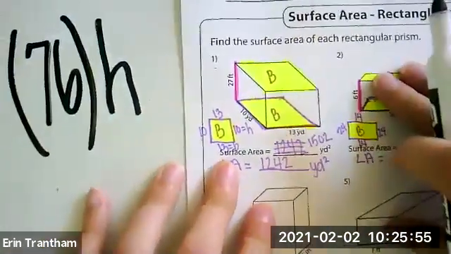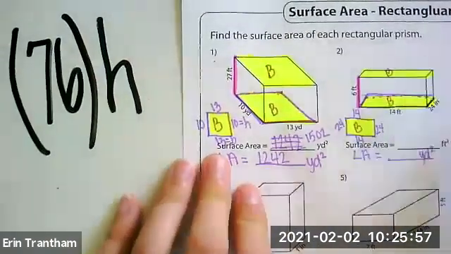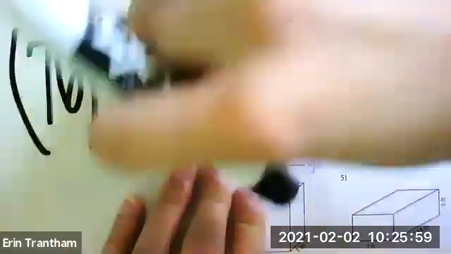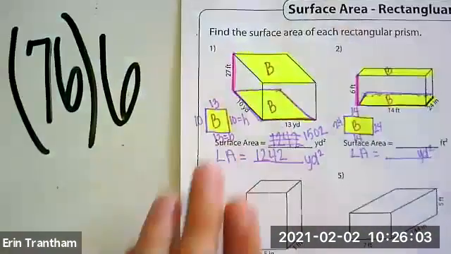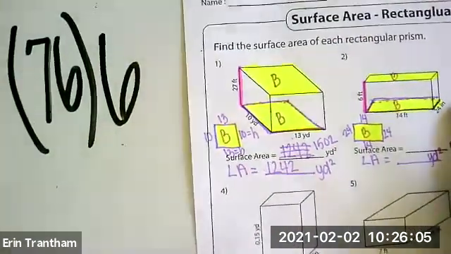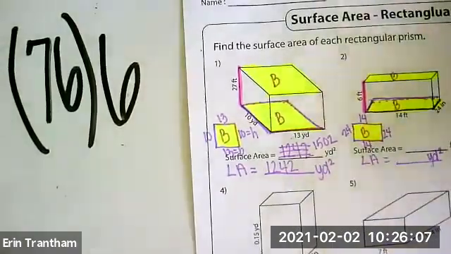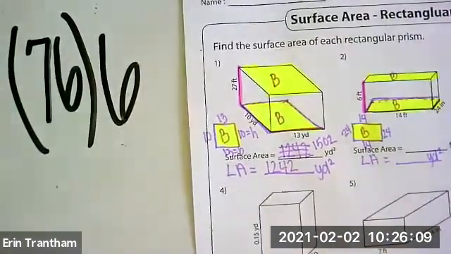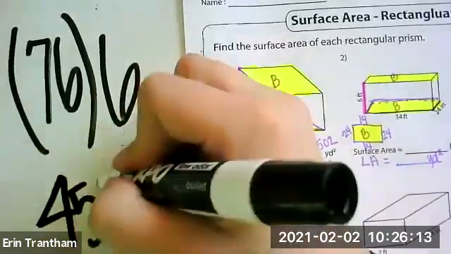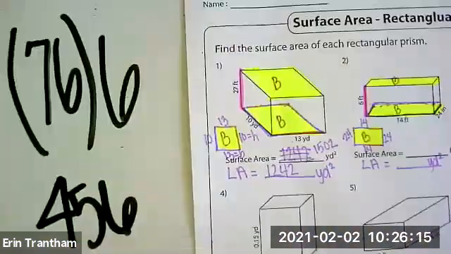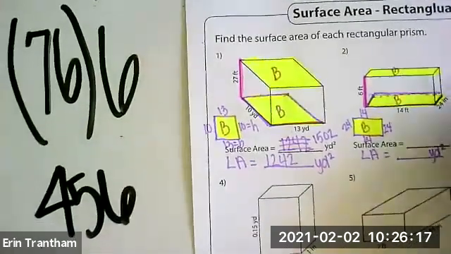And what is my H? What's the height of my box? 6. Yes. So 76 times 6 is 456. That is your lateral surface area. So right here, I'm going to write 456.